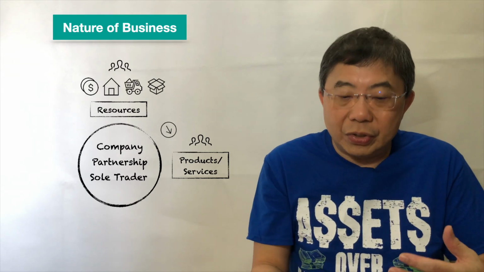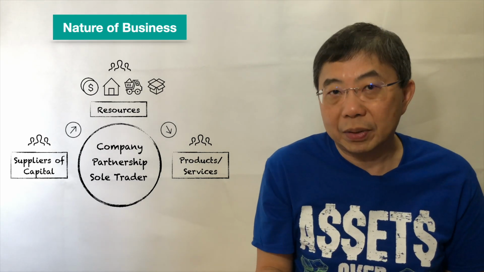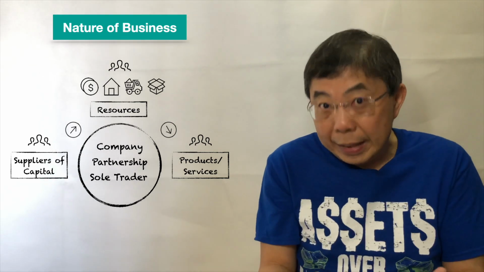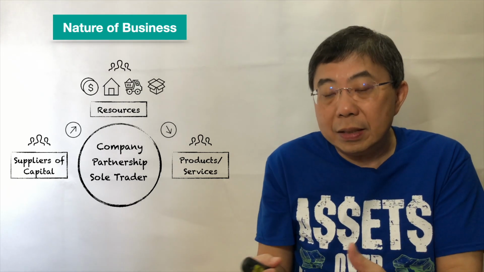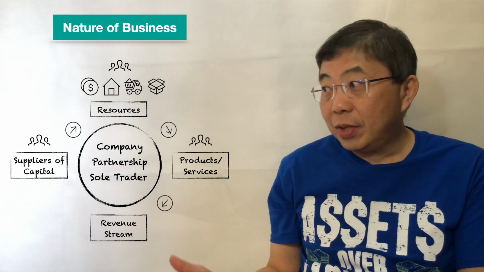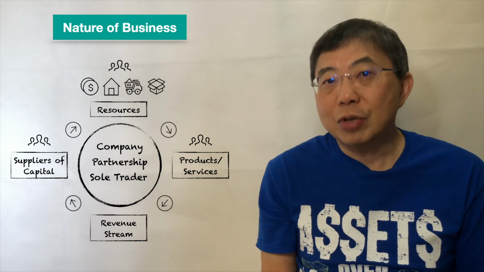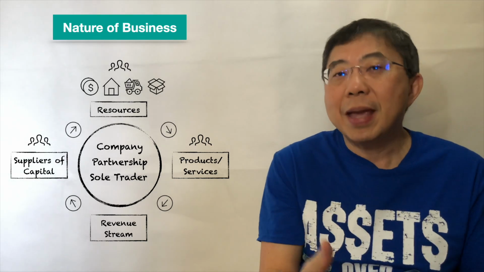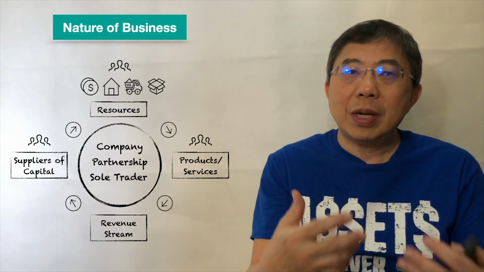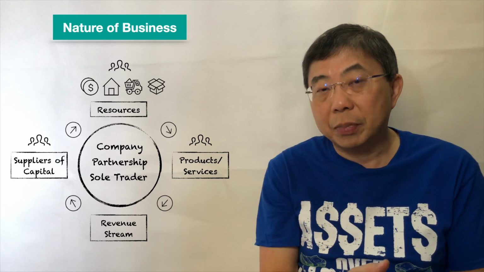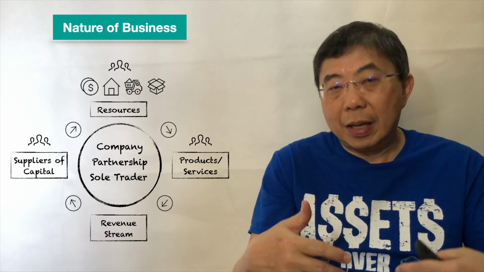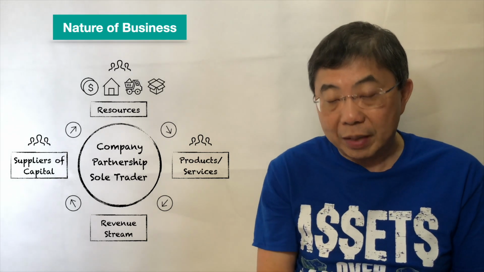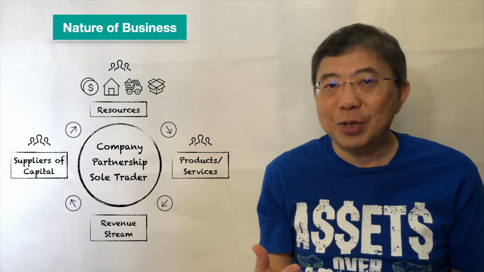Now, all these resources are provided by what we call suppliers of capital. Suppliers of capital includes your employees, your workers, your suppliers of goods and equipment, your bankers, as well as your shareholders. So the business is expected to generate revenue streams from the sale of their products and the provision of their services in order to repay the suppliers of capital and also generate returns that some of the suppliers of capital may be expecting. If the company or the business can repay all these capital and also generate expected returns, then they are considered to be financially sustainable.